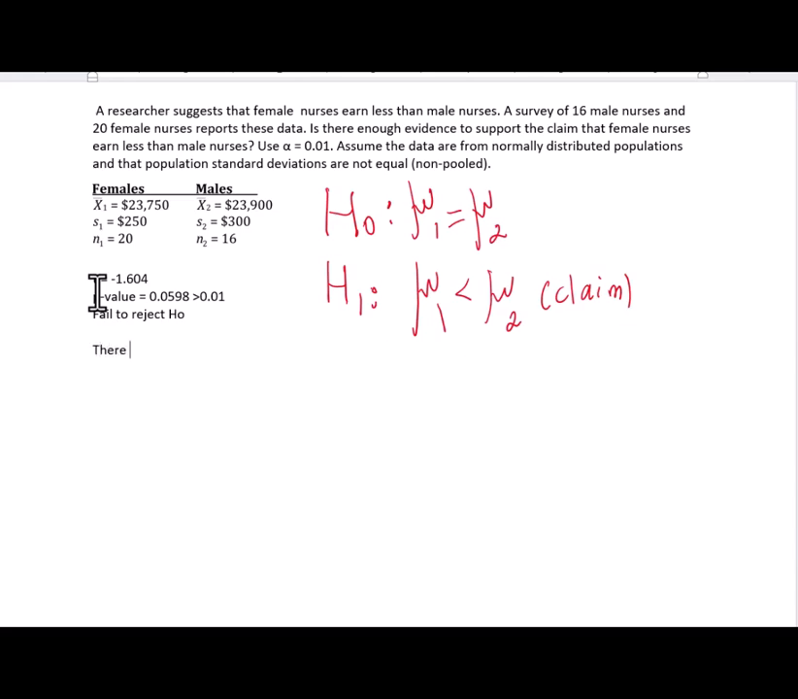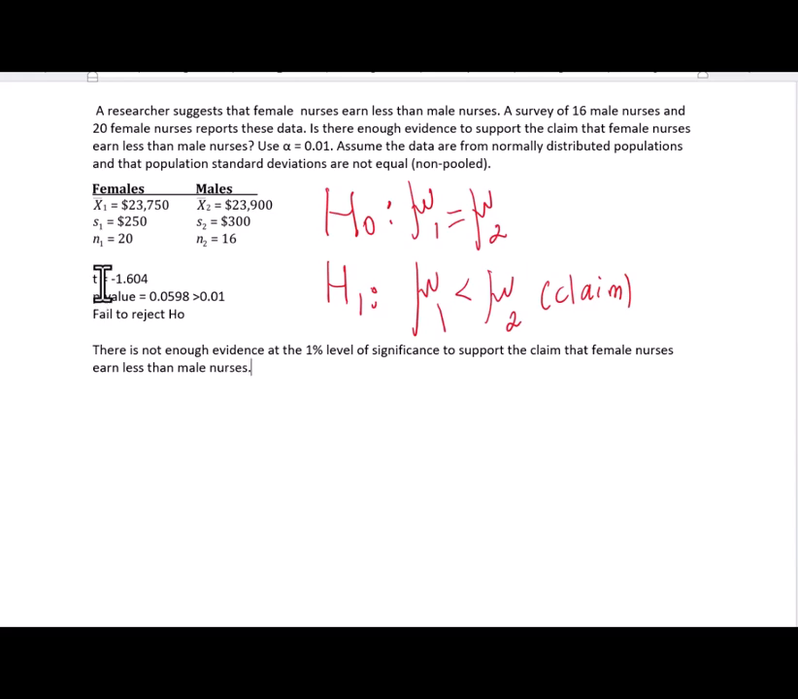Conclusion: if you fail to reject H0, you cannot support the claim. There is not enough evidence at the 1% alpha level of significance to support the claim that female nurses earn less than male nurses.